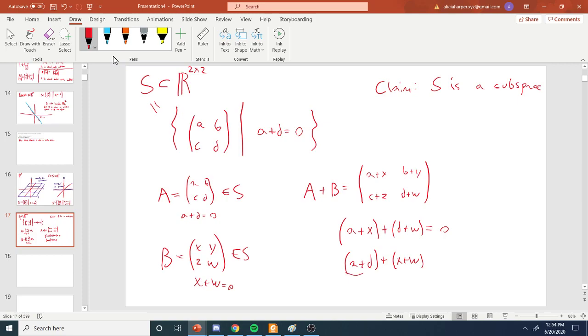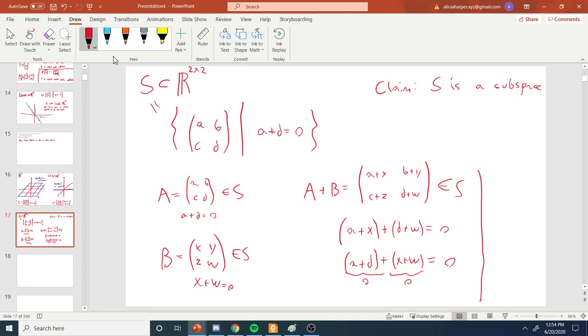And this right here is 0, and this right here is 0. So when you add them together, you just get 0. So this is also an element of S. That shows that it's closed under addition.